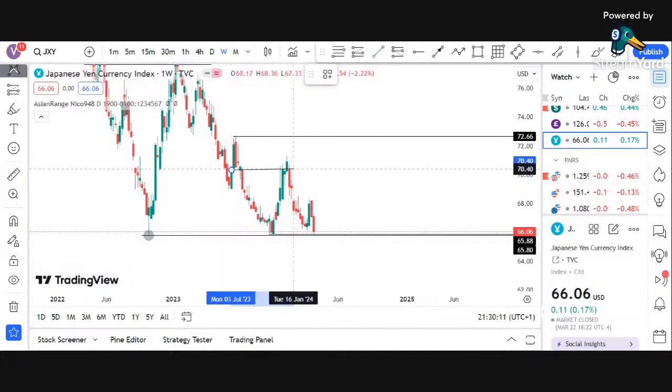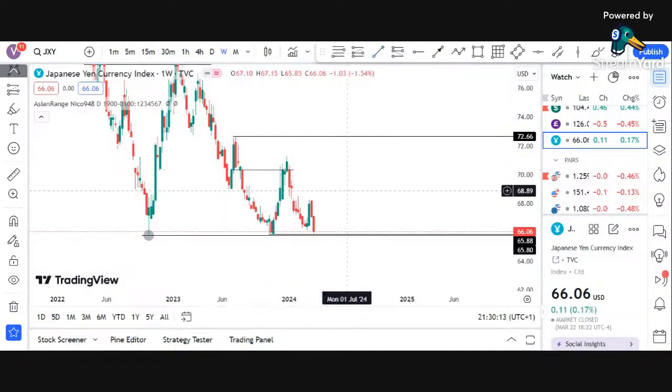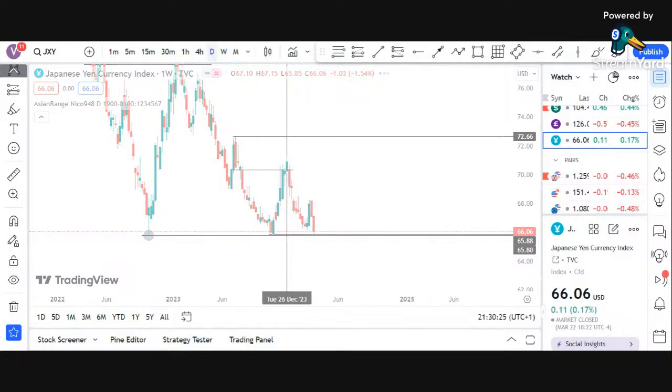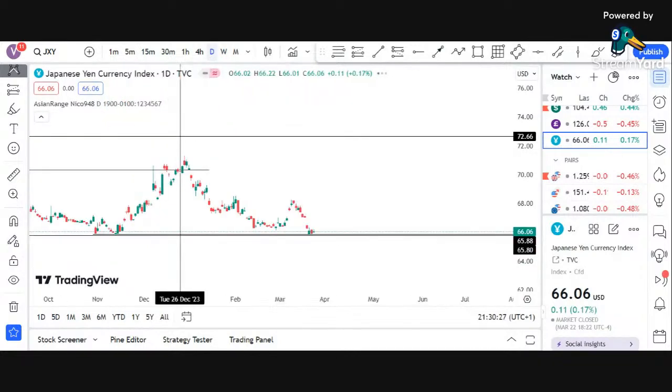So currently we don't have much to do from here, because price came into the other block and traded through. If you look from this point, this is where you would have been selling from. This is around December 2023, and from December we saw that the yen has been dropping.